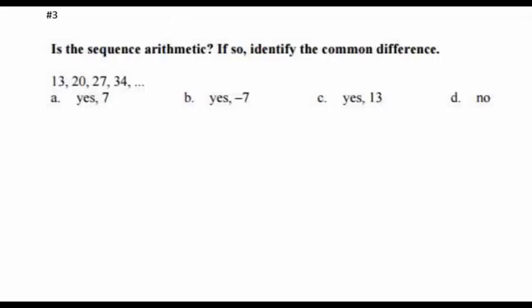In this case, it does appear that it is arithmetic, because if you go from 13 to 20, you've got 7. From 20 to 27, you have another plus 7. And from 27 to 34, you do add another 7. And so I would say the answer is yes. So we can eliminate D. The common difference is not 13. It's not negative 7. It definitely is choice A. Yes, and common difference of 7.